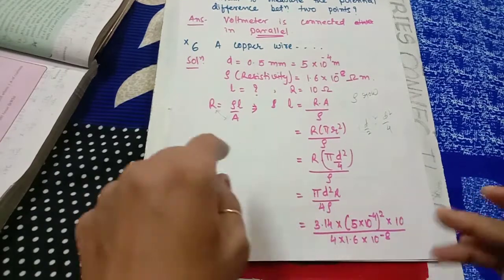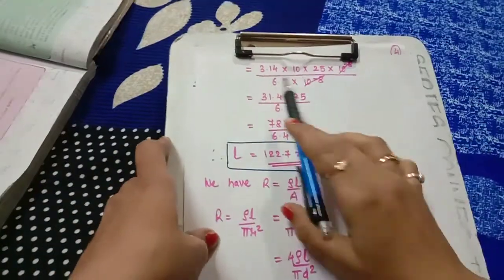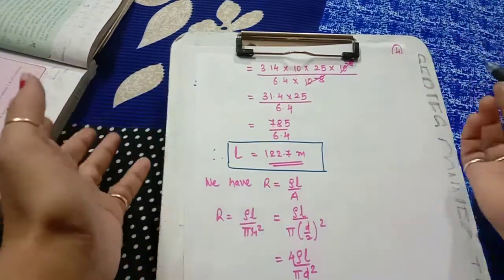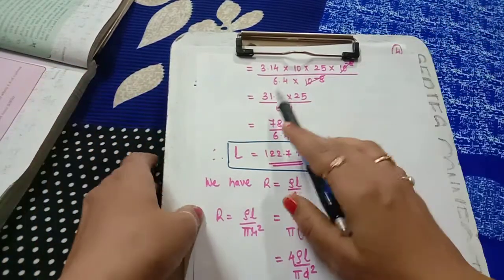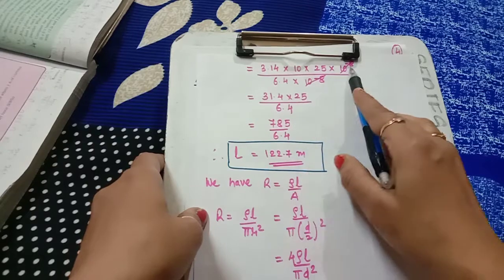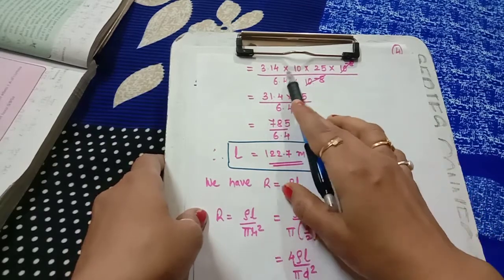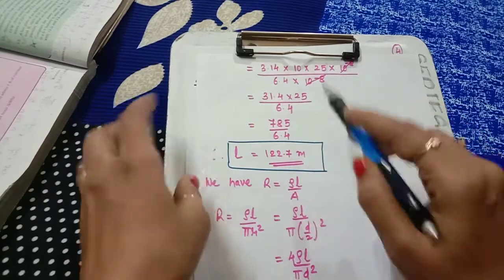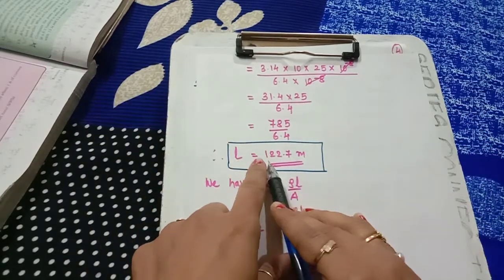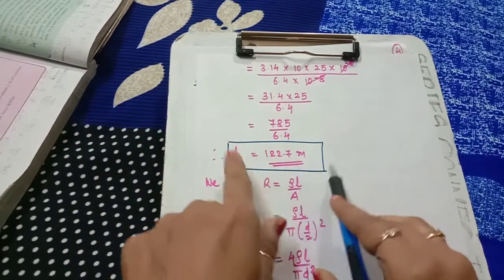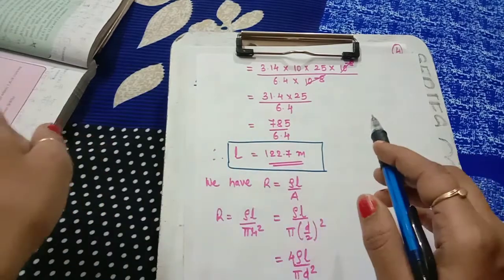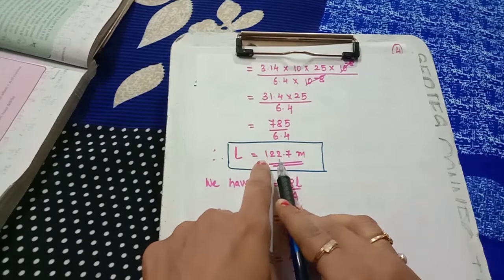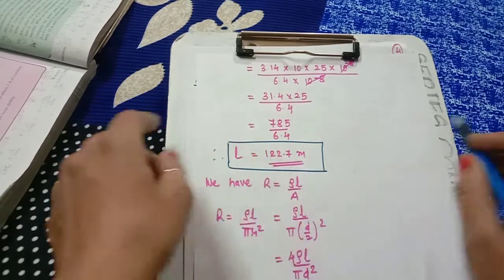Now we will solve this. 3.14 into 10 into 25 into 10 raised to minus 8, over 6.4 into 10 raised to minus 8. The 10 raised to minus 8 get cancelled. Then I multiply 31.4 into 25 by 6.4. If you solve, I will be getting L equal to 122.7 meter. There are 2 questions in this, so this is the first answer. The length L is equal to 122.7 meters.